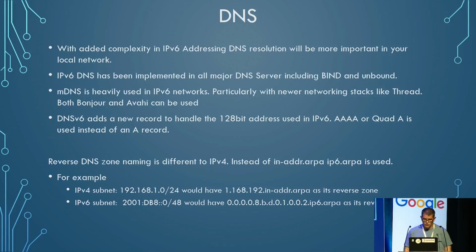There is an addition to DNS in IPv6 of an AAAA record, or what they call a quad A record. And it's a direct replacement for the A record we're all used to in IPv4 DNS. The simple difference is that it allows for the 128-bit address. The other difference with DNS is that the notation for the reverse DNS zone has also changed slightly. So instead of in-addr.arpa, we now use ip6.arpa.